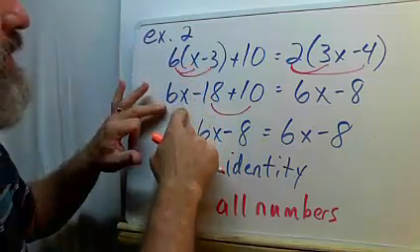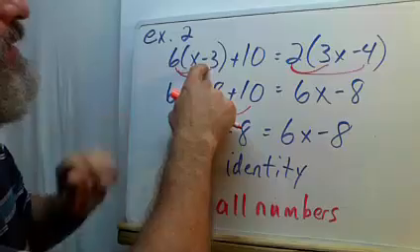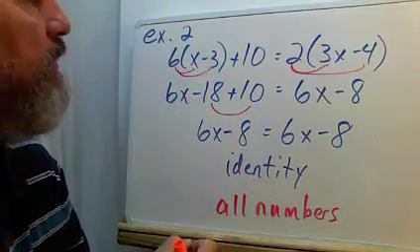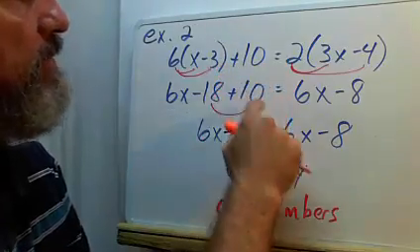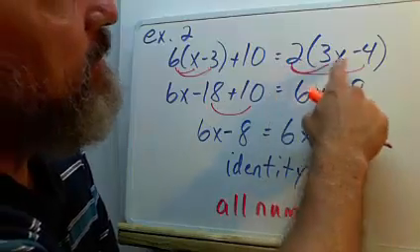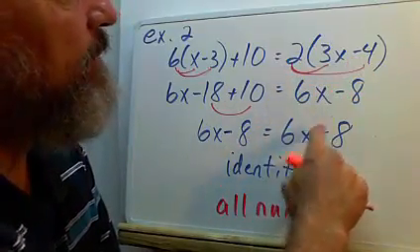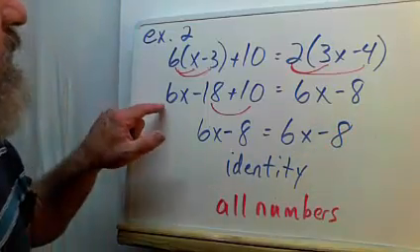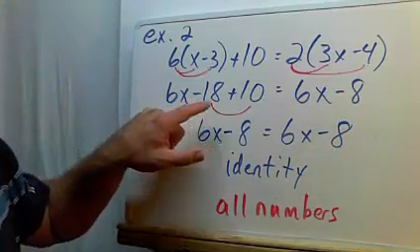6 times x is 6x. 6 times negative 3 is negative 18, or subtract 18, however you want to look at that. Plus 10, carry it down, equals 2 times 3x is 6x. 2 times negative 4 is negative 8. So we have 6x minus 8 on this side, and 6x minus 18 plus 10 on this side.